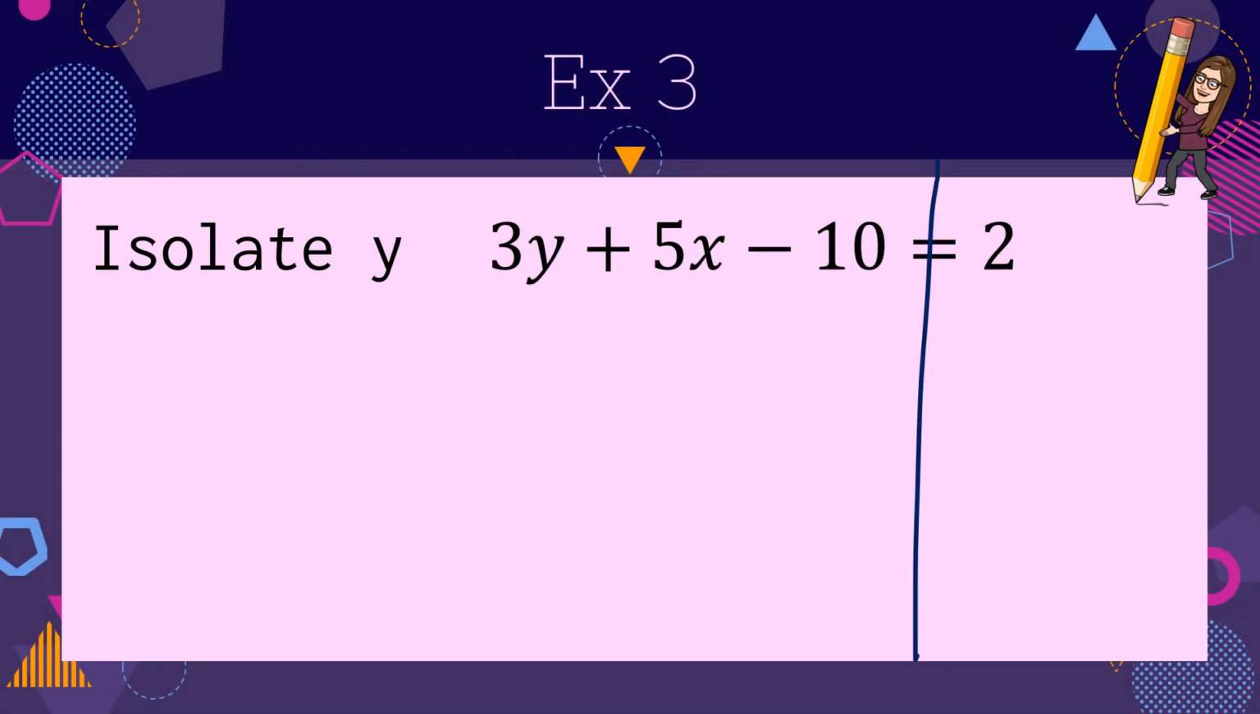Let's try this one. Draw a line down the equal sign. I'm going to revisit these 5 steps. All right, first thing, I have no distribution. Combining, I have 3 things, but none of them go together. So that's no good. Next is move.